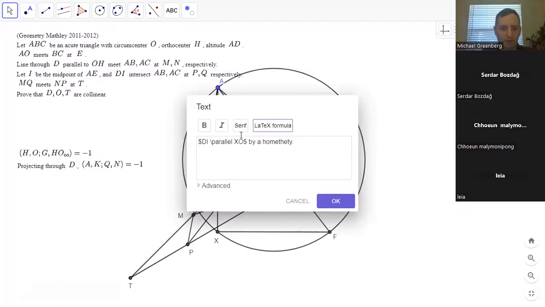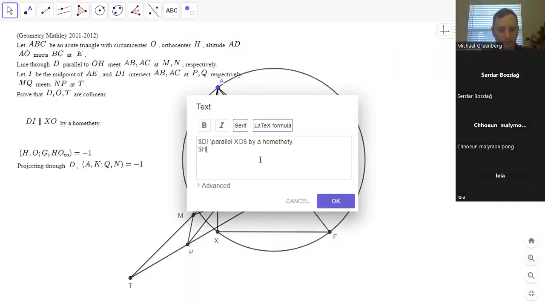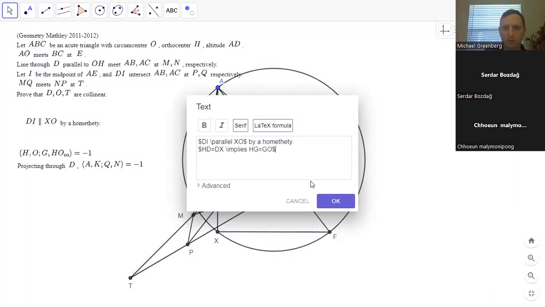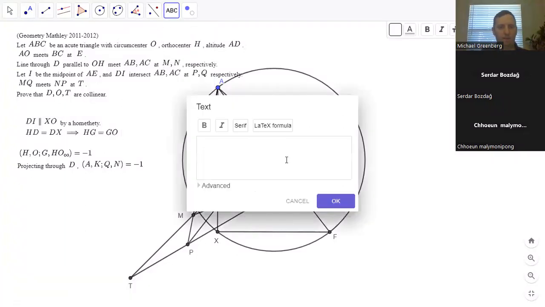And then we have HD equals DX implies HG equals GO. And so then we have this, and then this, and then I'll just say this implies that T, D, and O are collinear. Because yeah, I know it's kind of like the converse of it, but all right. So yeah, that was easier than I realized.